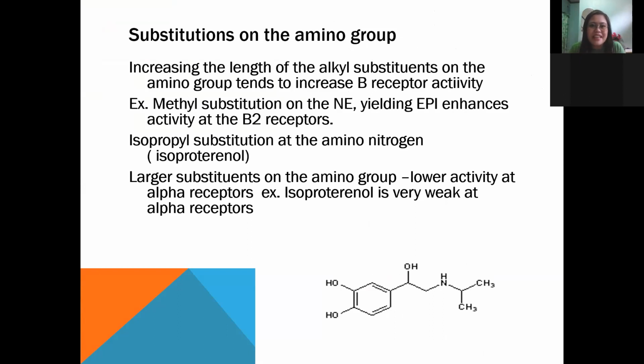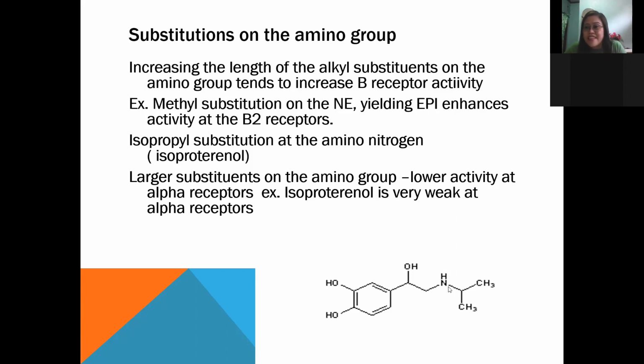Increasing the length of the alkyl substituents on the amino group tends to increase beta receptor activity. Again, increasing the length of the alkyl substituents on the amino group tends to increase beta receptor activity. So take note of this structure. We have the NH here.